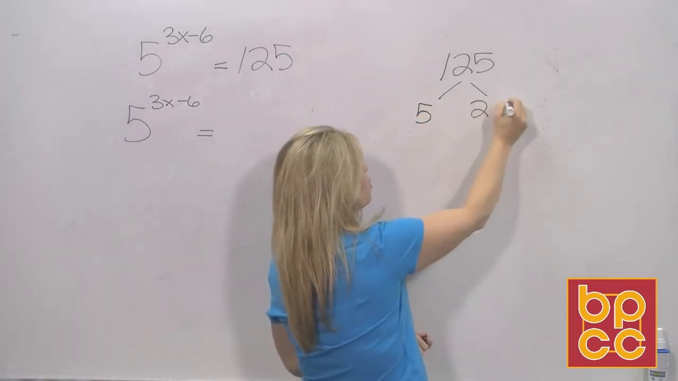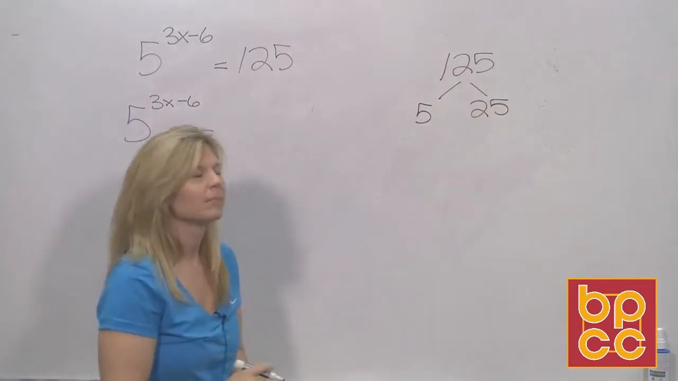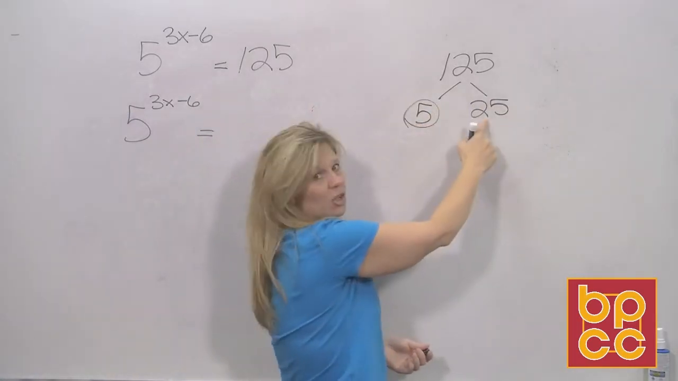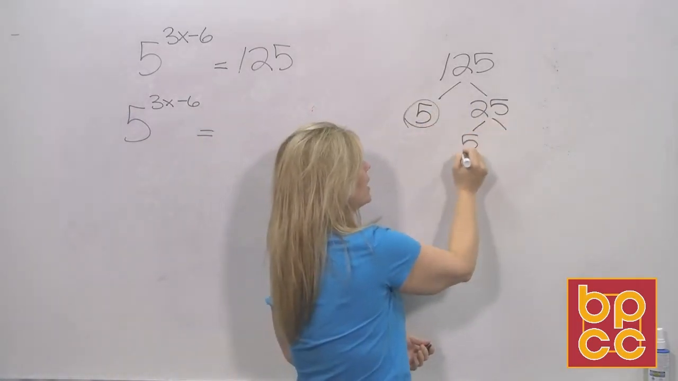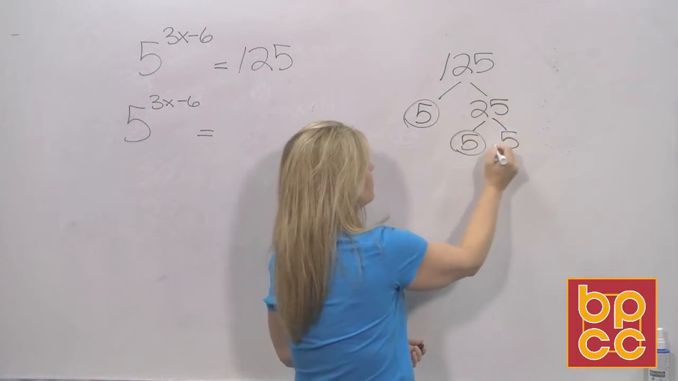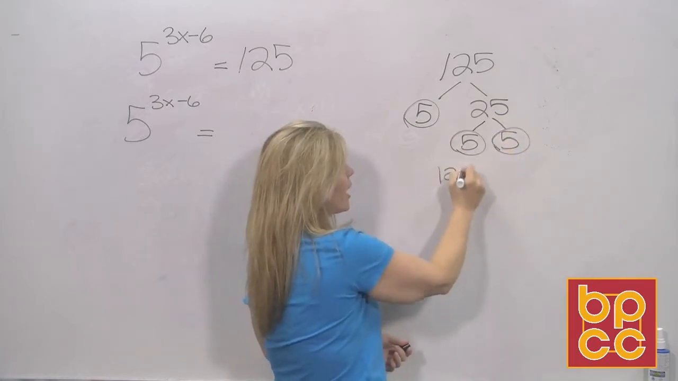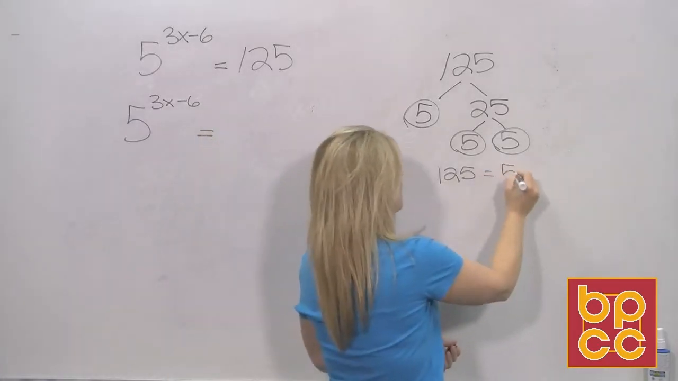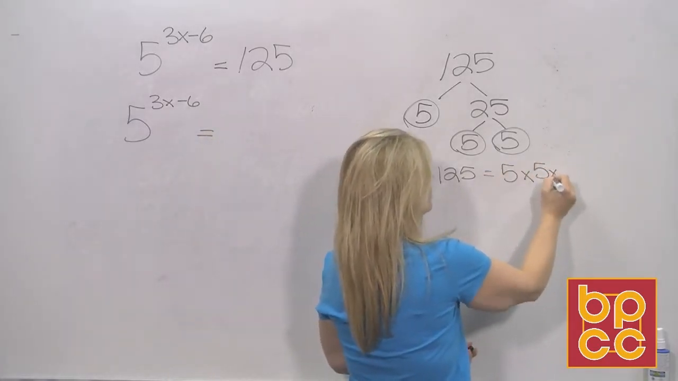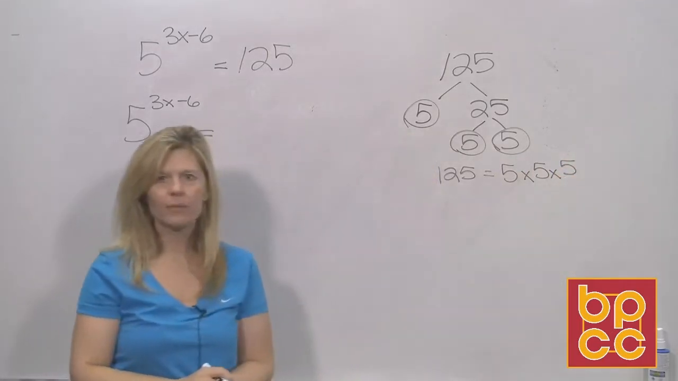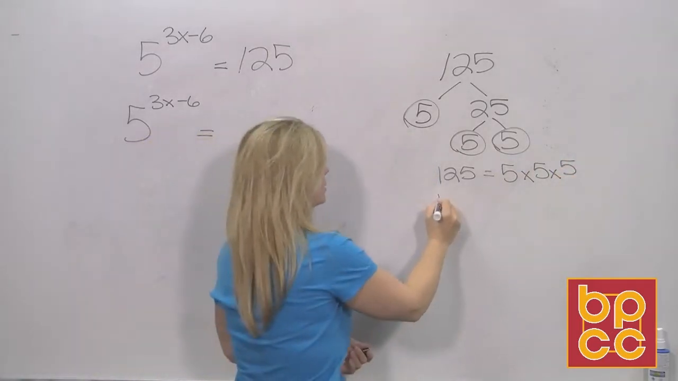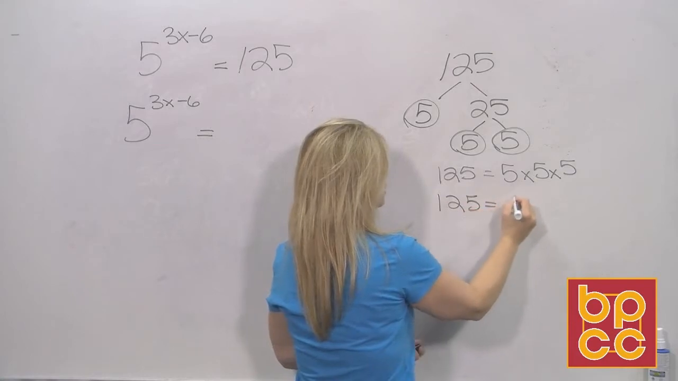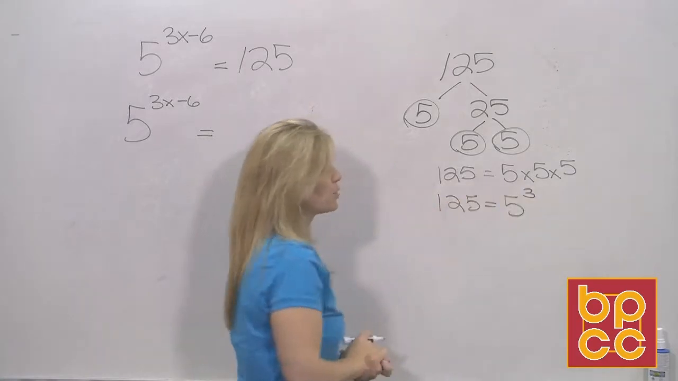5 times 25 is what I come up with. 5 is prime. Is 25 prime? No, it's 5 times 5. So we learned in 3rd grade we could rewrite 125 to be 5 times 5 times 5. But there's a better way to write that. 125 is really 5, 3 times, which is 5 cubed.